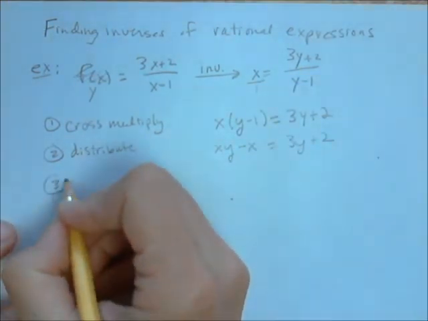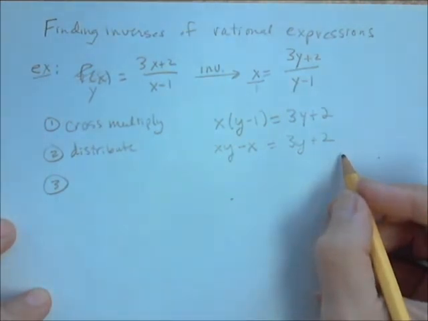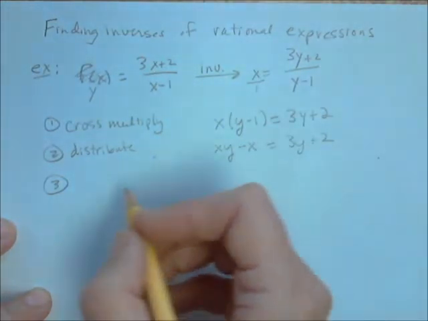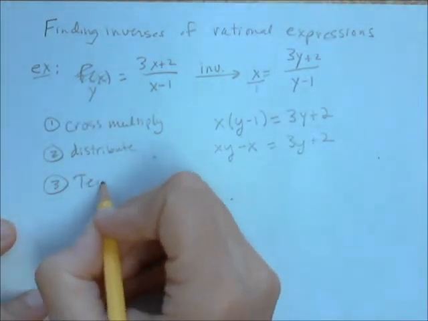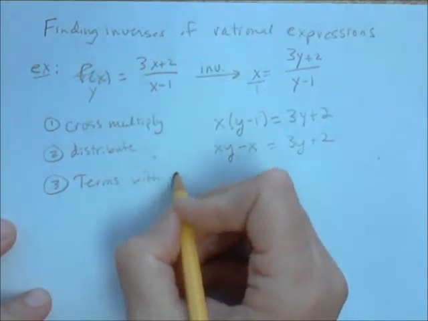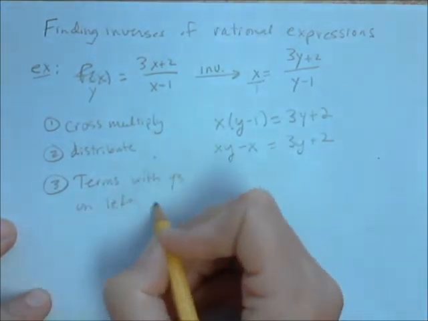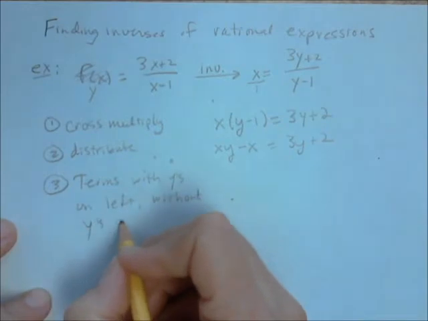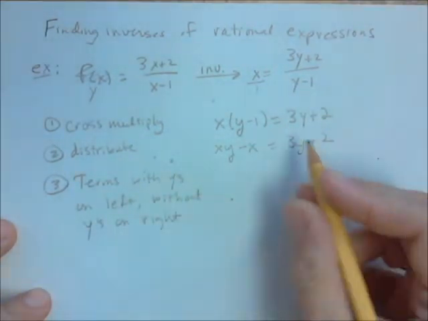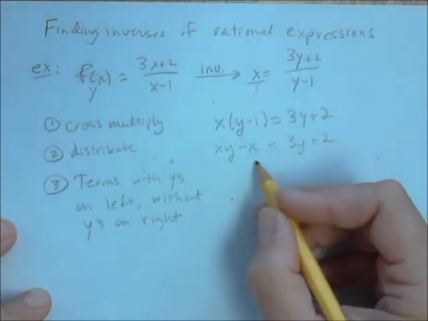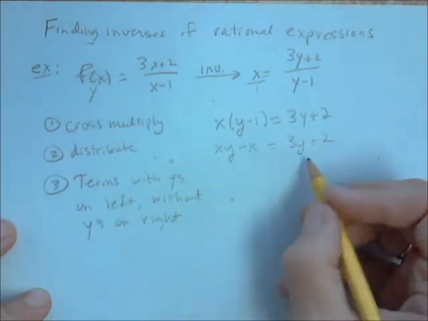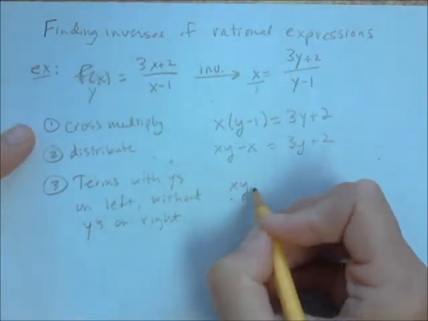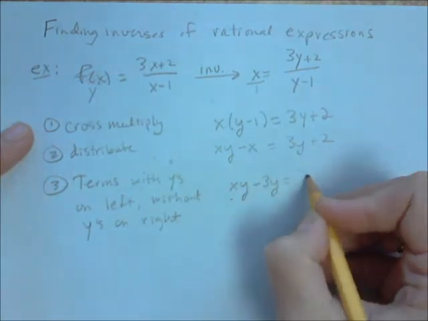The third thing you're going to do is get all the terms with y's in them on the left and the terms without the y's on the right, because we're going to be solving for y. So in this example, we're going to move the 3y over by subtraction, and we're going to move this x term over to the right by addition. So this becomes xy minus 3y is equal to x plus 2.